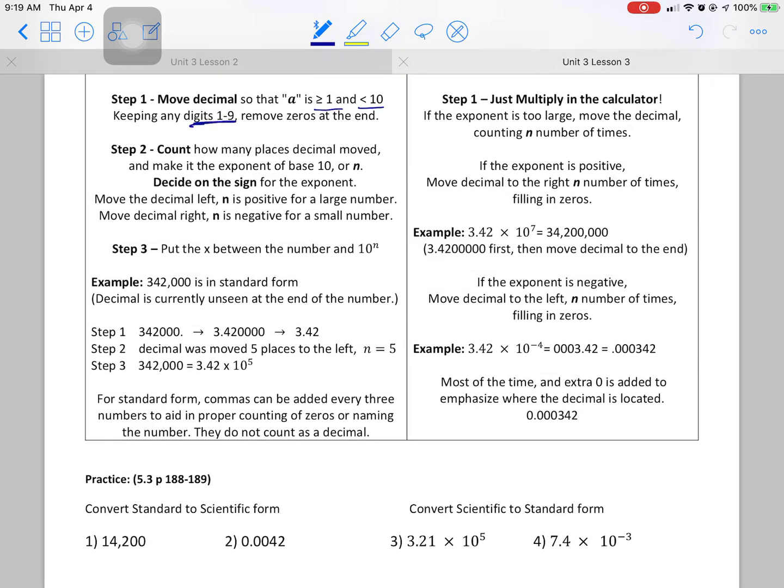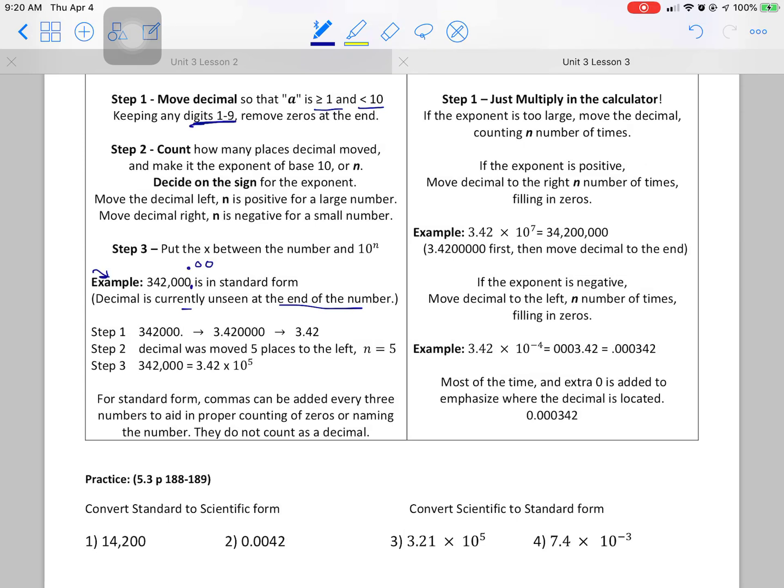So, for example, 342,000 is in standard form. That's how we recognize it, everyday form. The decimal right here is currently unseen at the end of the number. It's right there. That's decimal form. There are even zeros on that side of the decimal that you don't see. Not ones, but zeros. So that makes sense, I know.